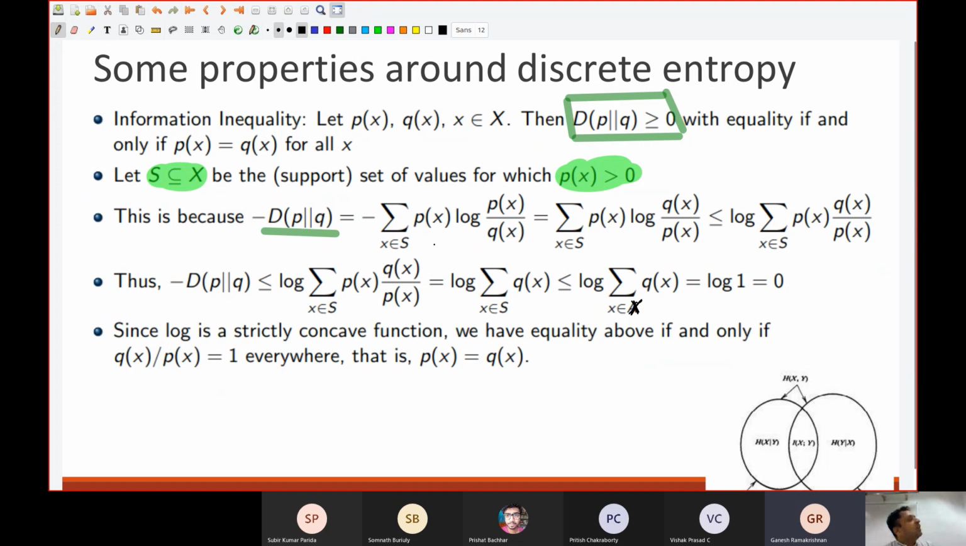So consider the summation. What I do in this step is take the negative term, the minus, inside into the log. That will basically flip the fraction, right? That's the first step. Now this step is important. What we are saying here is that log is a strictly concave function. How does log behave? This is how log behaves, right? That's what causes this particular inequality, the concave behavior.